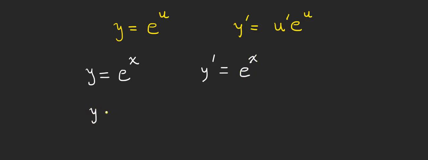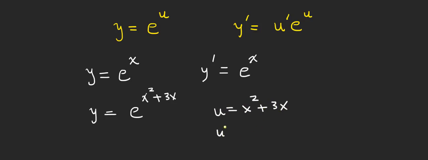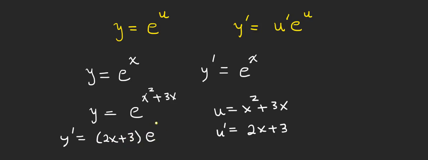If y equals e to the x squared plus 3x, now in this case, u would be x squared plus 3x. So what is u prime? U prime is 2x plus 3. So the derivative of that would be u prime, which is the quantity 2x plus 3, times e to the u, which is e to the x squared plus 3x.